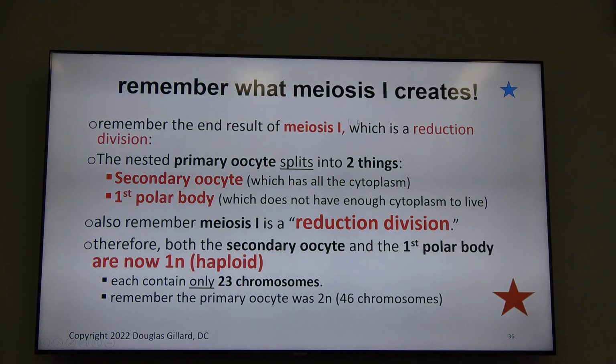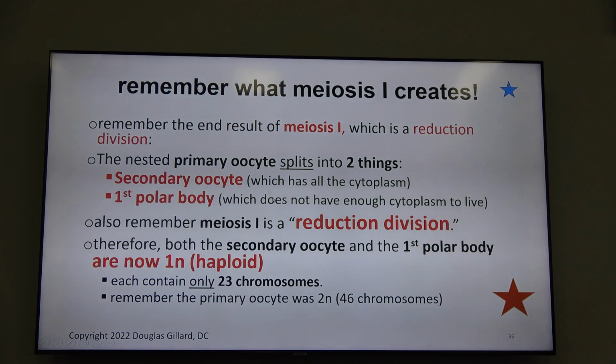So, remember what meiosis 1 creates. We'll do a little flashback here. Meiosis 1, that's the reduction division. It's going to split the primary oocyte into two parts. A secondary oocyte, well, that's easy. But it's not like mitosis where you get two of the same thing. You get this weird little thing called a polar body. A polar body can't live. It's really almost a dead cell, you can think of it as. It doesn't have much cytoplasm. The secondary oocyte stole its cytoplasm before splitting, so an unequal cytokinesis occurs.